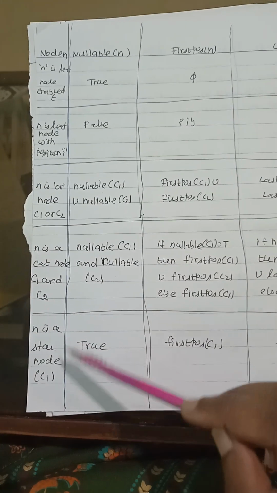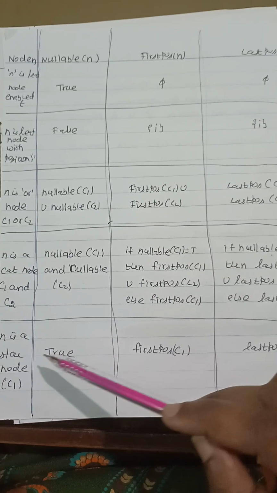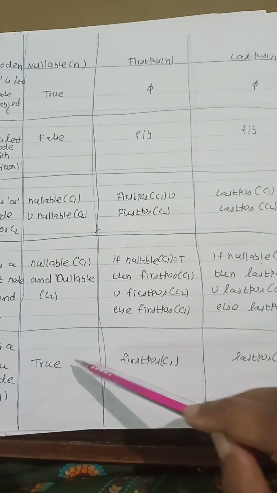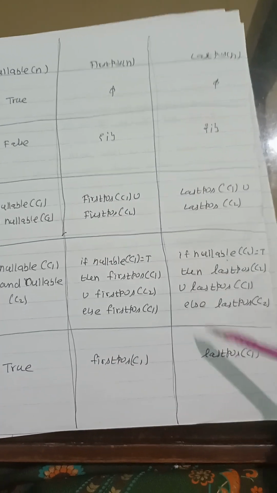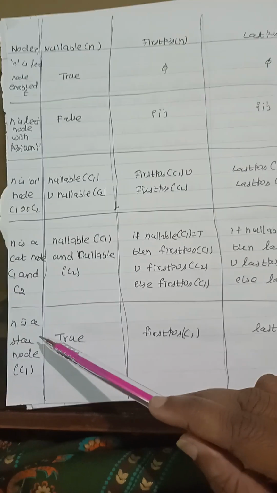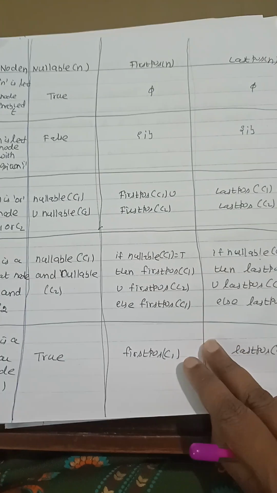And the last case is if n is a star node. So here nullable is always true. So for star node, the nullable function is always true. And the first position is first position of C1 and the last position is last position of C1. Because for star node always only one child will be there, that is C1. So these are all the rules we are going to follow for first position, last position and nullable function.